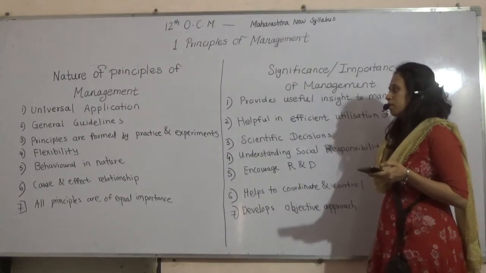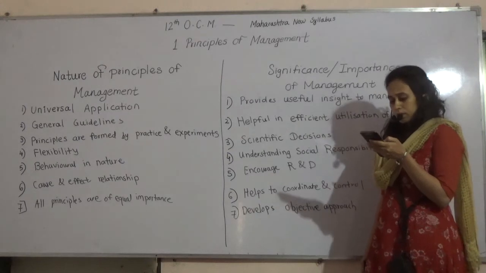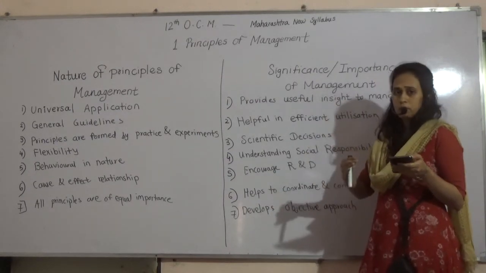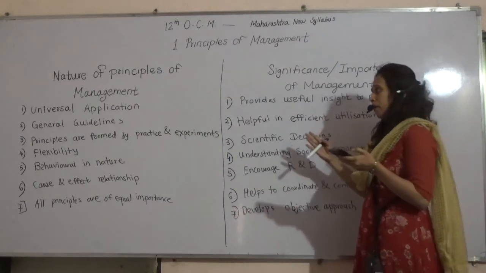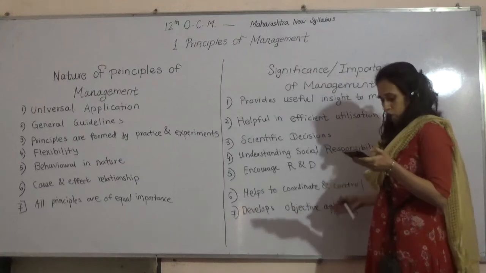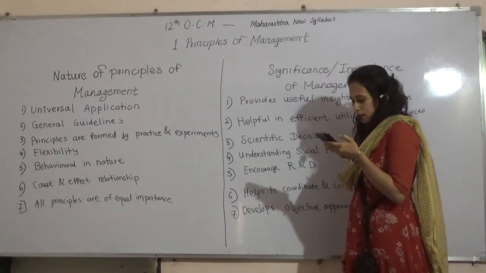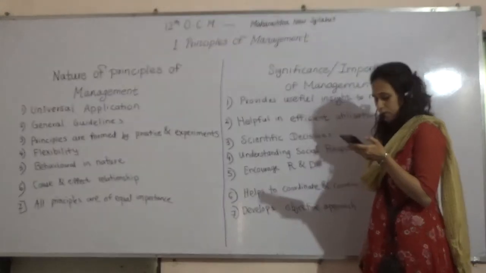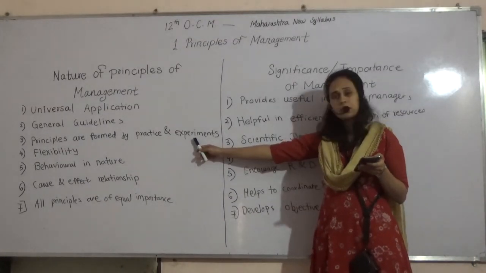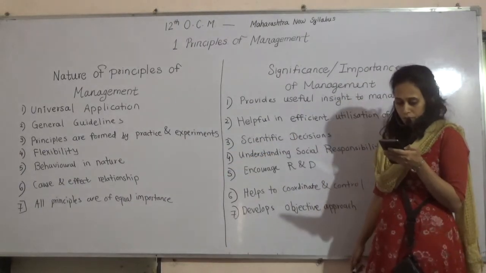Next, principles are formed by practice and experiments. These management principles were developed after some practice and experiment. They did observation, they did some experiments, and after analysis of all of it, they introduced these principles. The results of such experiments have been developed as principles after practice. If you practice these principles in your organization, it will definitely help you give the best result.